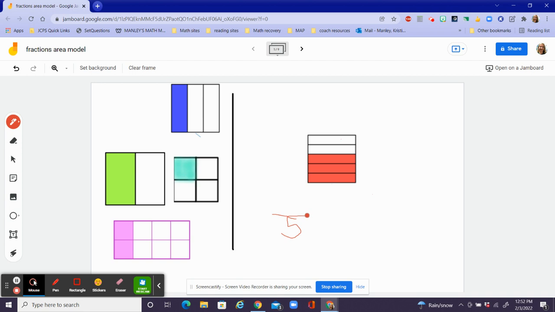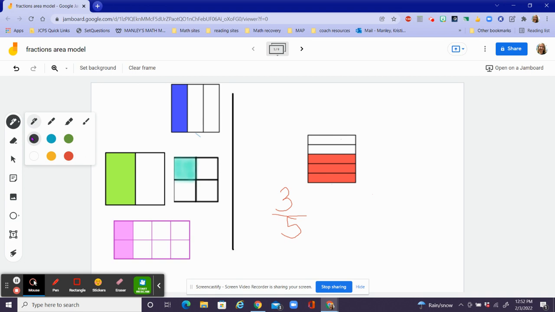Since I'm focusing on the red, I have to know how many red fifths there are. So let's count them. 1/5, 2/5, 3/5. Okay, so I now know that looking at my square, 3/5 of my square is red.